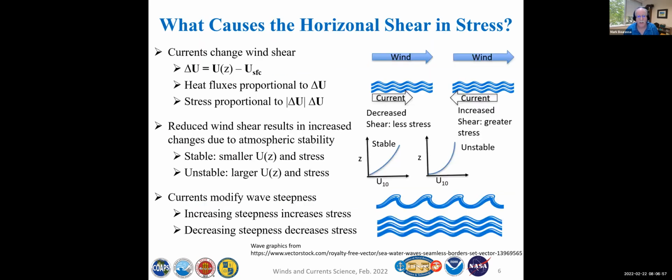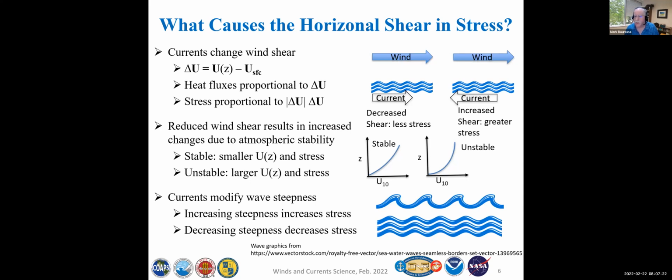But before I get there, for those who haven't done a lot of this kind of modeling, why does the shear strain change? Why does the wind stress change due to the current or due to other things? And the simple explanation is if winds and currents are in the same direction, then the shear between the two is reduced. And this is a model for shear stress.